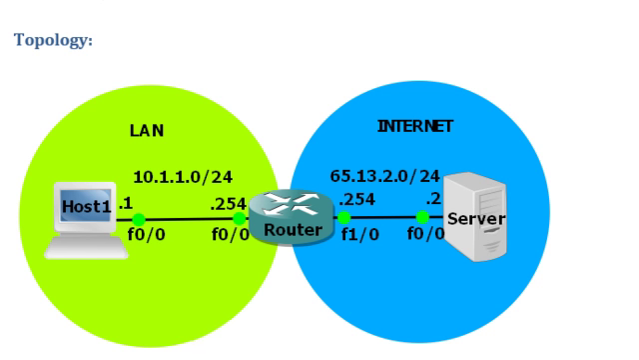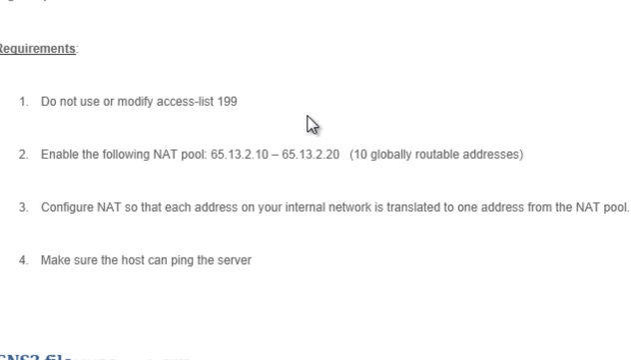Today we'll be configuring Dynamic NAT with the following requirements. The first requirement you don't have to pay attention to is just an access list we've created to make sure that you can't ping the server if you haven't succeeded in configuring Dynamic NAT. So enable the following NAT pool, 65.13.2.10 all the way to .20, and then configure NAT so that your internal addresses are translated to an address of that pool.